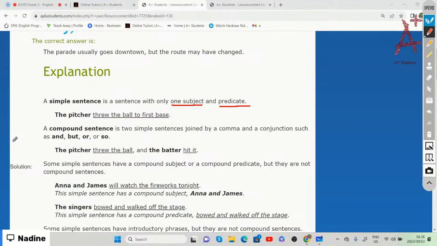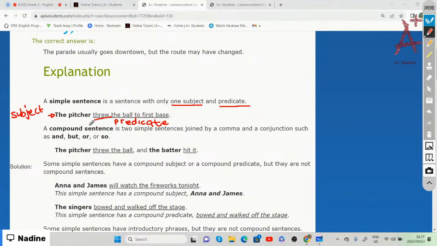Remember, we said that it has one subject. So in this case, who is the subject? The pitcher is the subject. And what is the predicate? What did they do? The action. They threw the ball to first base. And this is a predicate. So a simple sentence is a sentence with only one subject and a predicate. And there we have an example.